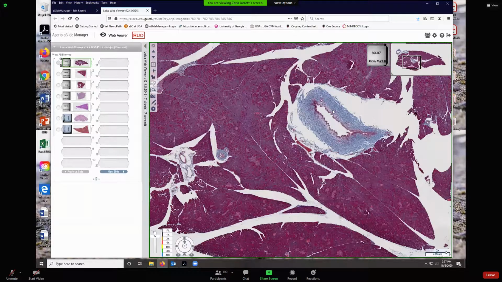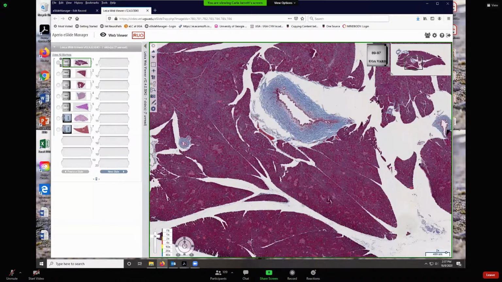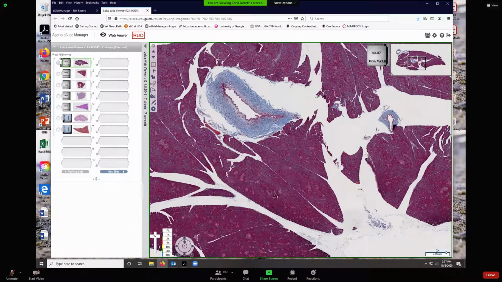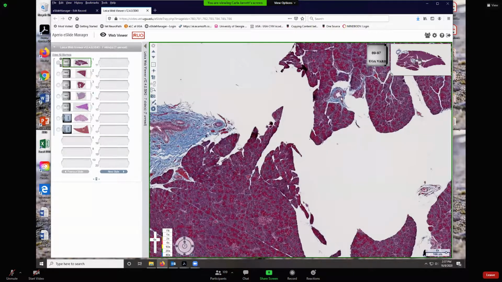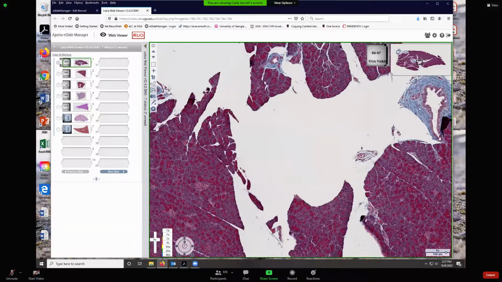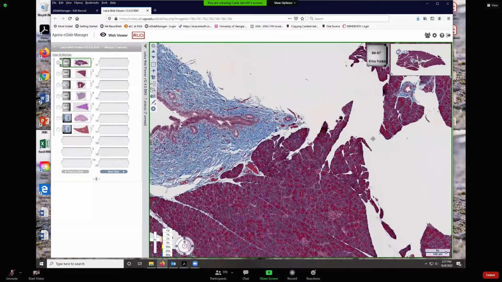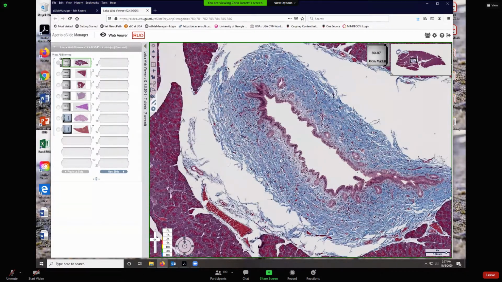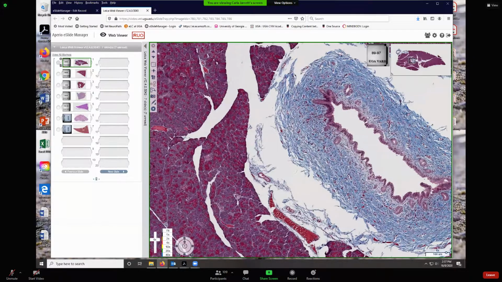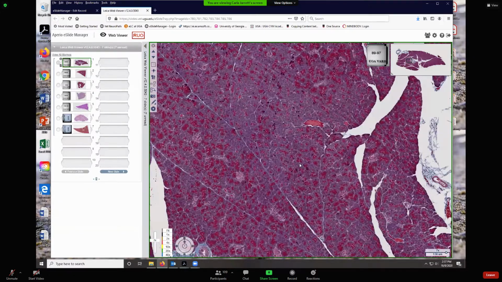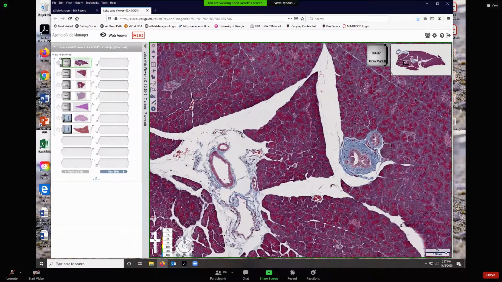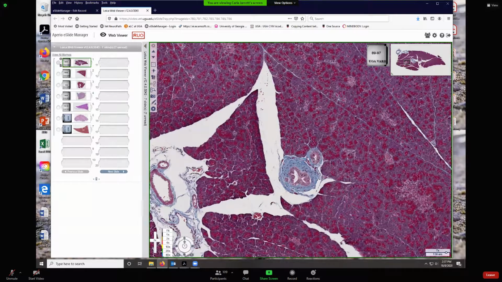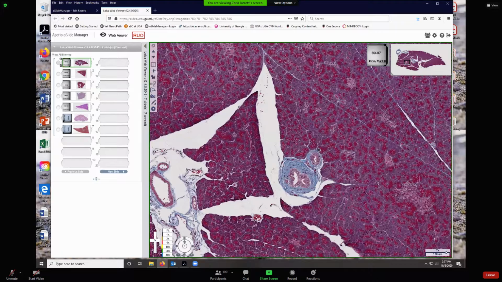Here is a big interlobular duct. Here's a smaller interlobular duct. Smaller yet interlobular duct. So it's going to start small, get a little bit bigger, get a little bit bigger, and just keep converging and getting larger until you have those bigger ducts that we see down in the gross lab. Right here, we've got a couple of interlobular ducts.